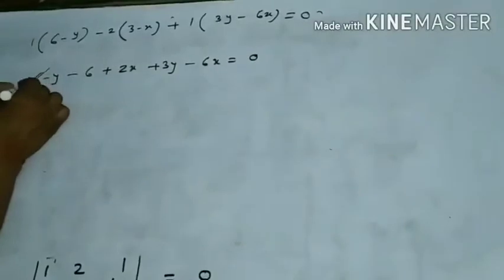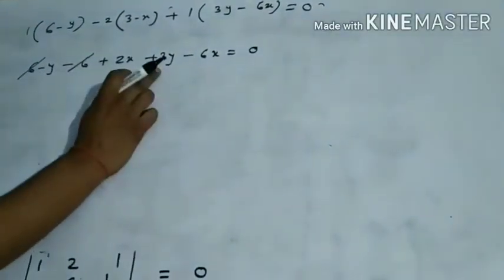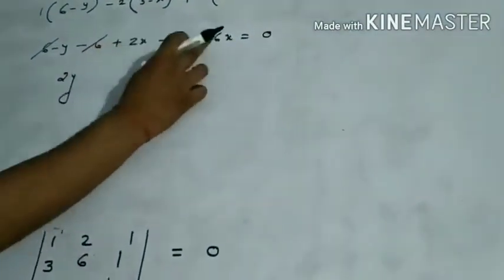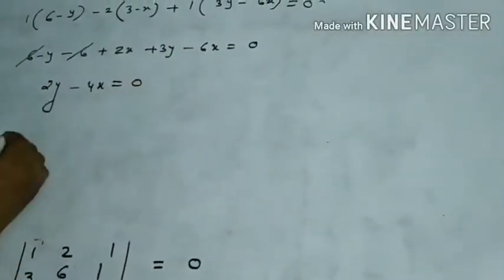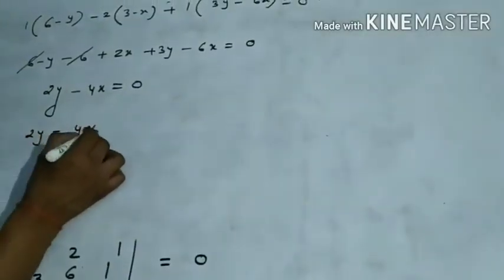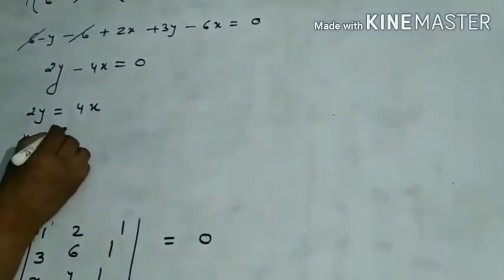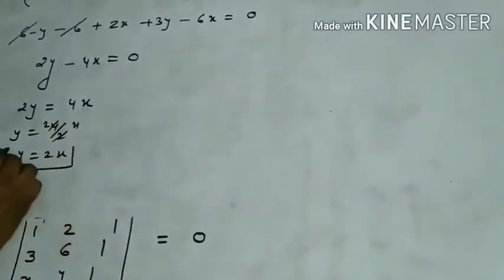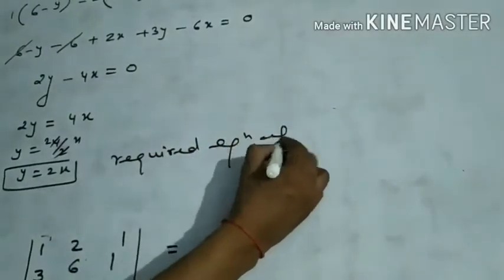Here you have to see plus 6 and minus 6 cancel out, and then minus y and 3y becomes 2y, and here 2x minus 6x, so we get minus 4x, this is equal to 0. Or 2y is equal to 4x, or simply y is equal to 4 by 2 x, this cancels out, so y equal to 2x. This is the required equation of the line.